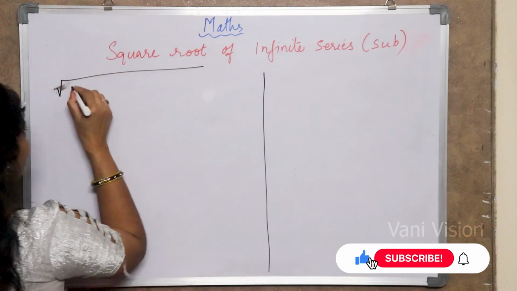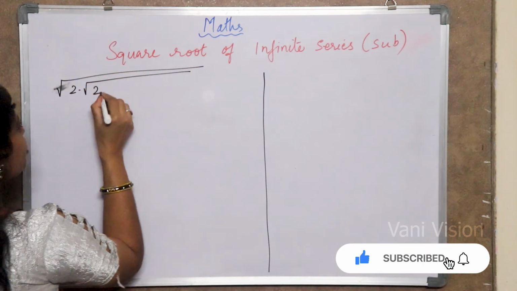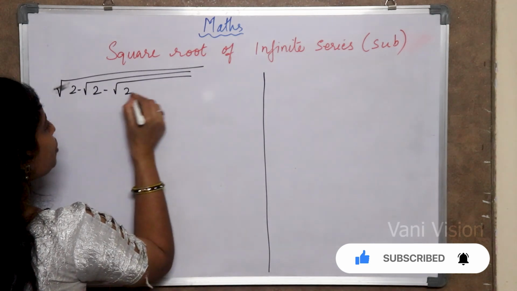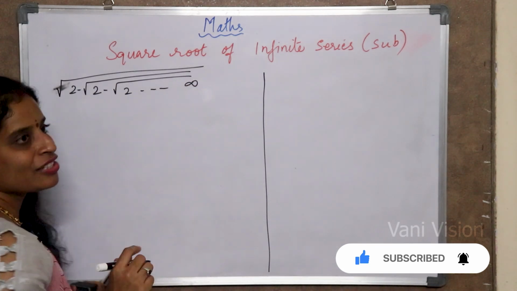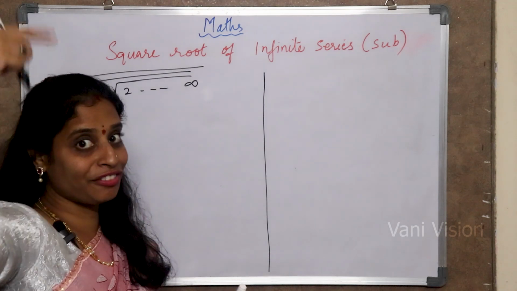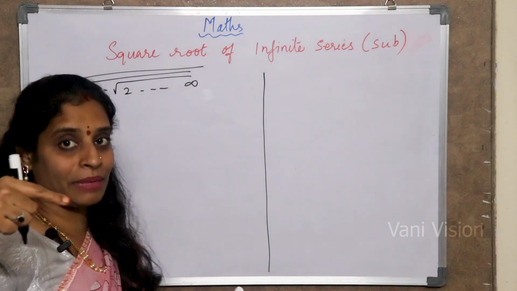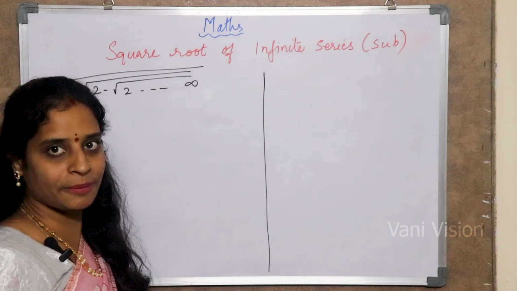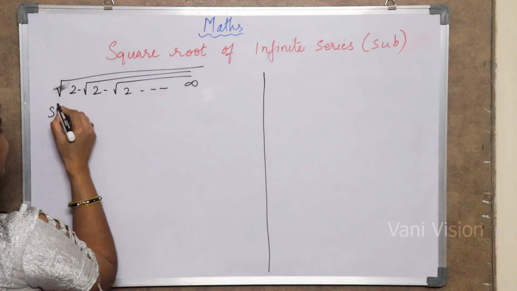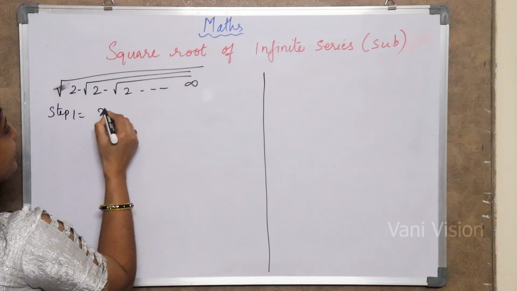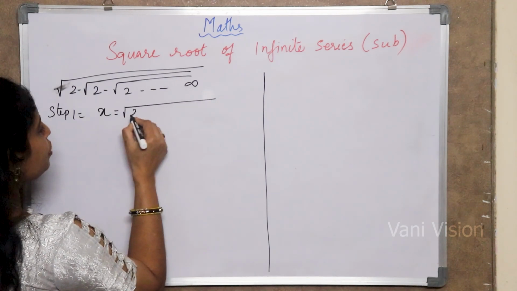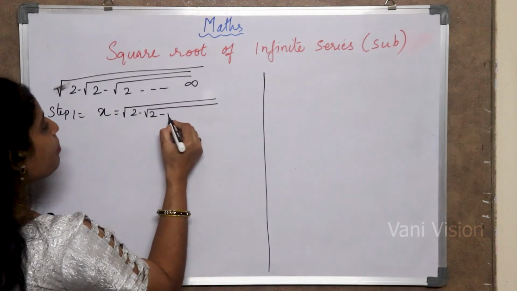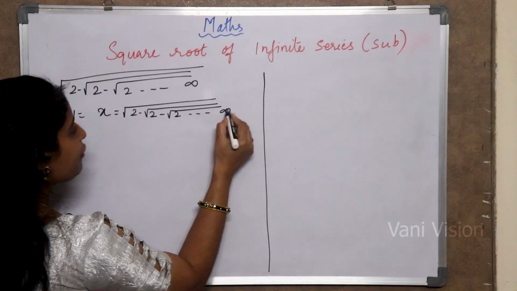So root 2 minus root 2 minus root 2, and so on to infinity. What is my step? As we have done for the product and addition problems, the same steps we are going to use. Step 1: equate it with x. x is equal to root 2 minus root 2 minus root 2, and so on to infinity.